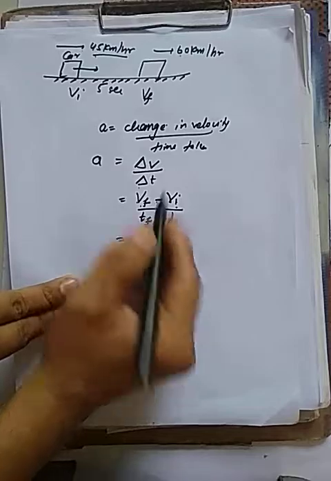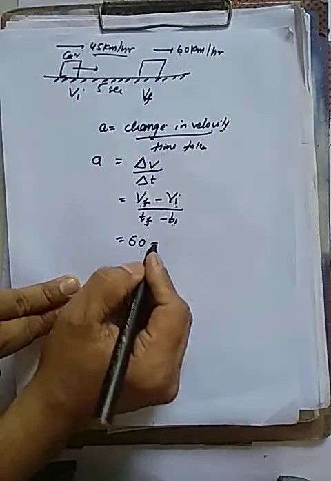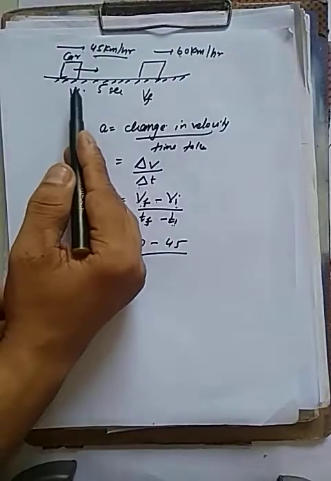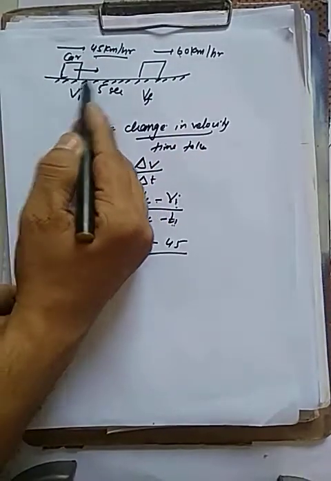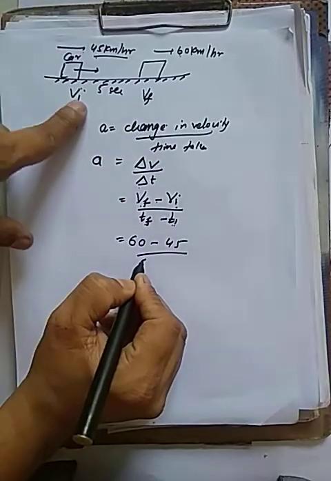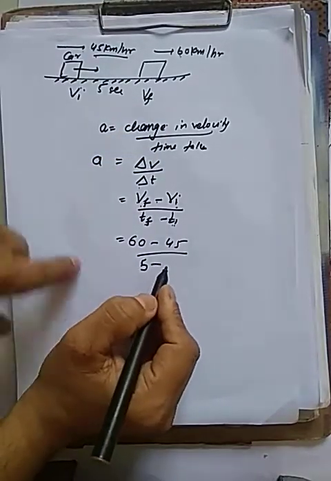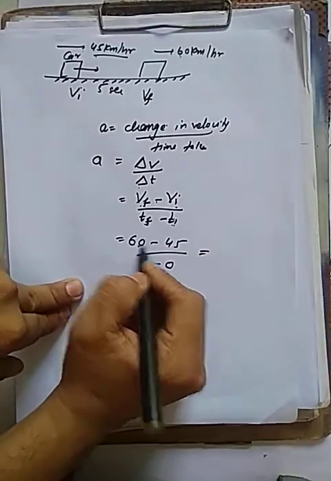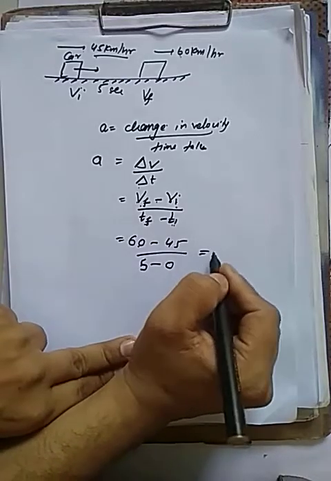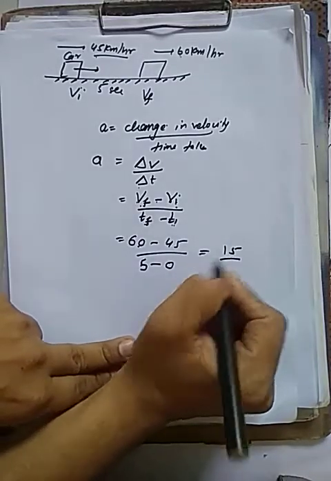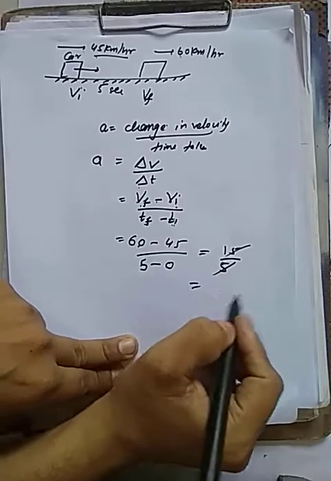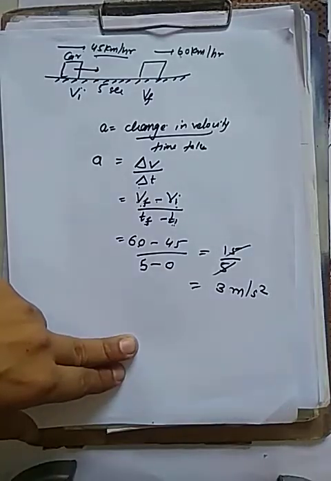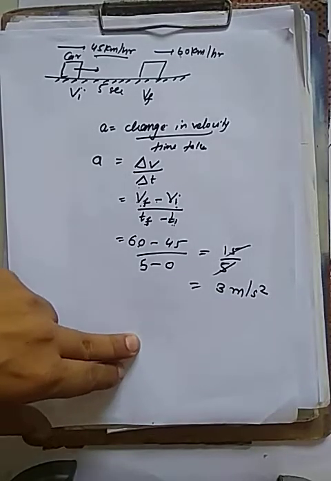So what is the final speed? The final speed is 60. What is the initial speed? 45. How much time does it take? It takes 5 seconds, so totally from here to here it takes 5 seconds. So the final time is 5 seconds, and the time starts from 0. What is the change? 60 minus 45 is 15, upon 5. Cancel out, so we get 3 meter per second square. So we say the acceleration is 3 meter per second square.